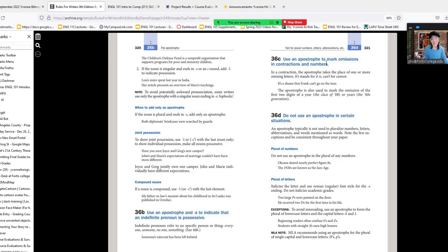Use an apostrophe to mark omissions in contractions and numbers. In a contraction, the apostrophe takes the place of one or more missing letters. It's stands for it is. It's a shame that Frank can't go on the tour. The apostrophe is also used to mark the omission of the first two digits of a year, the class of '08 or the '60s generation. Do not use an apostrophe in certain situations. An apostrophe is not used to make things plural.